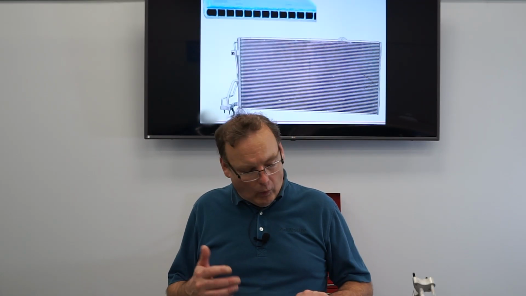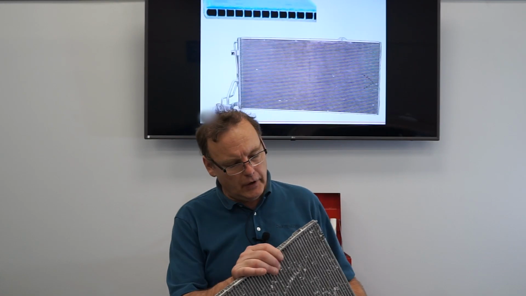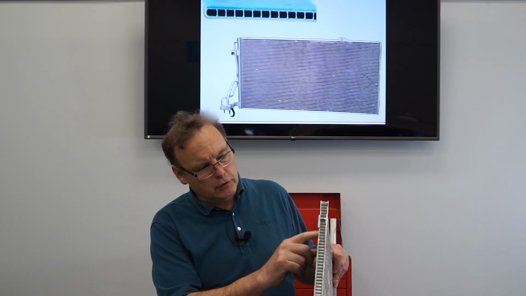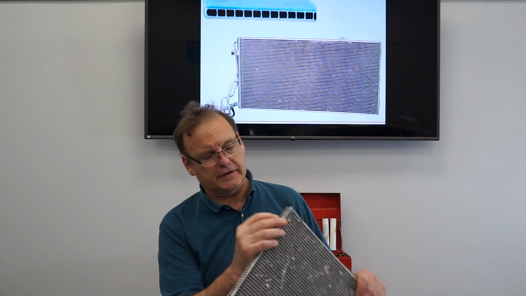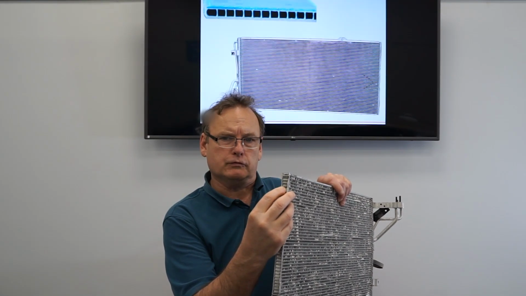Very often during our air conditioning training classes, the question comes up as to why we can't flush a condenser when we have a catastrophic compressor failure. Well, the reason lies in how the internals of the condenser are constructed. If you'll notice, with these tubes, each one of these tubes is actually divided into much smaller micro tubes.